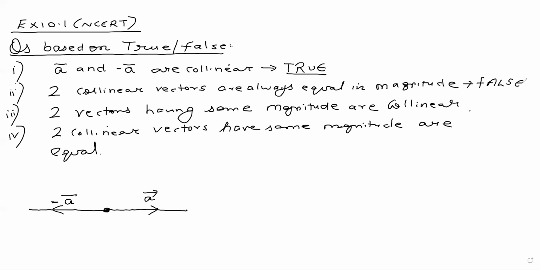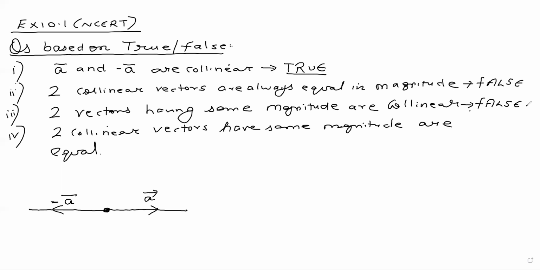The third statement, two vectors having the same magnitude are collinear. Again, it's a false statement, because having the same magnitude does not mean that they are parallel to each other. I repeat, two vectors having the same magnitude does not mean that they are parallel to each other. So they may not be collinear. Again, it's a false statement.